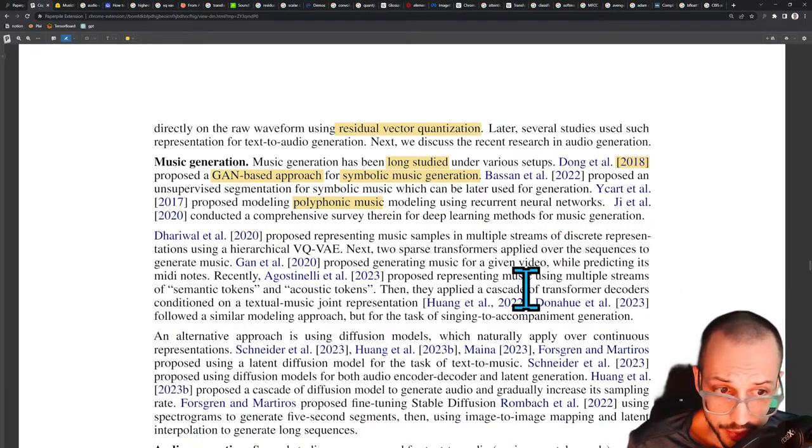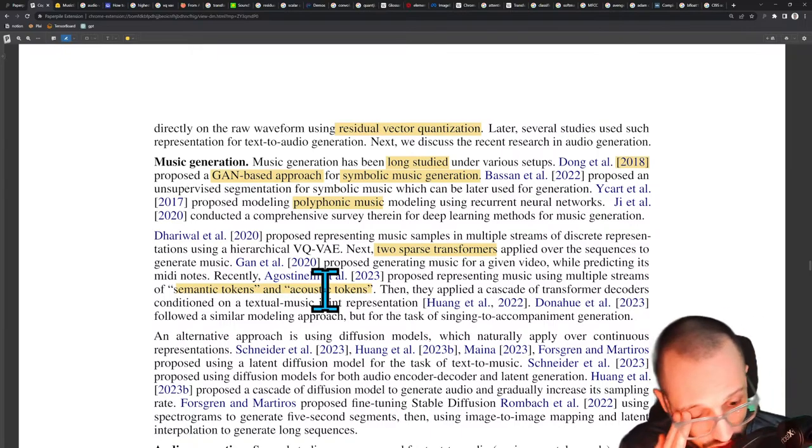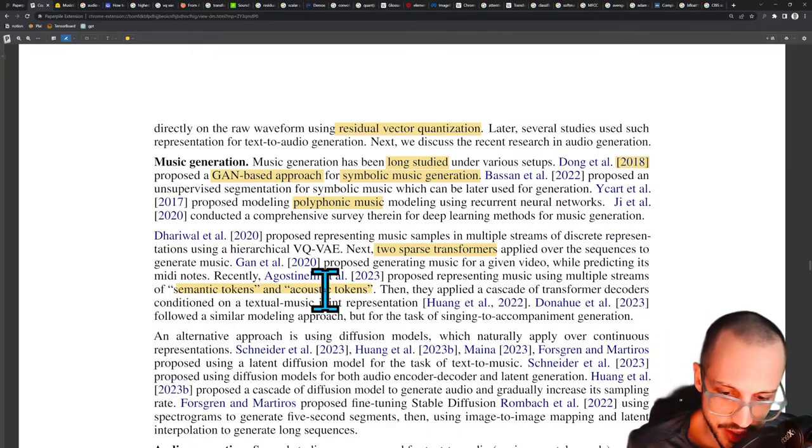Proposed representing music in multiple streams of discrete representations. Two sparse transformers. So this is the hierarchical kind of approach. Representing music using multiple streams of semantic and acoustic tokens. I think this is another pattern that we've seen before. We saw this for speech, right? So you have tokens that represent the semantic meaning of the speech, what you're actually saying, and then acoustic tokens for the actual sounds that you're producing, the phonemes. So, separating out the sound from the meaning. We've definitely seen that before. They applied a cascade of transformer decoders conditioned on a textual music joint representation.